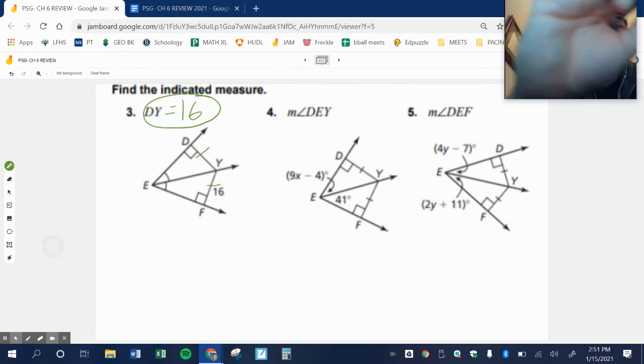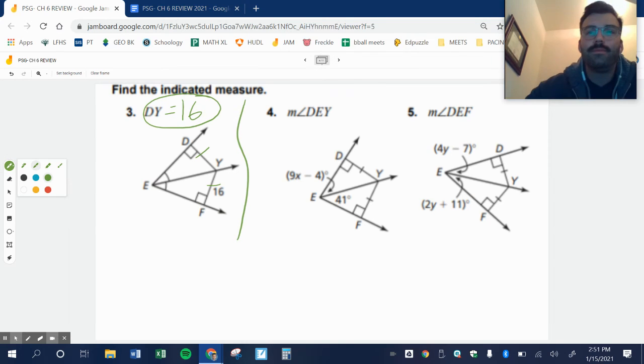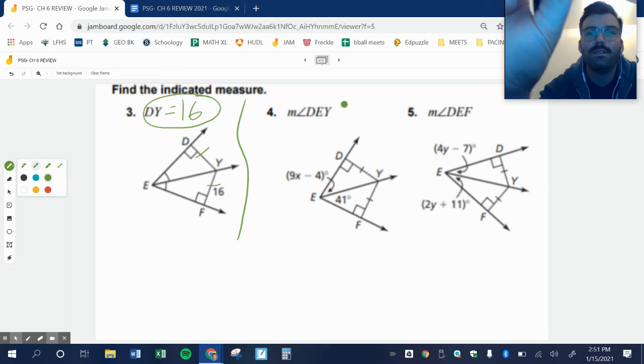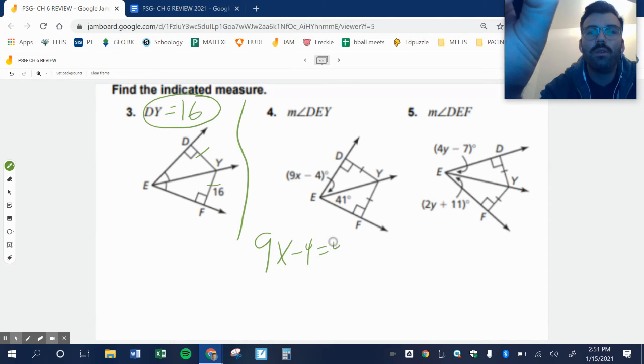Same idea with number 4, except it's reversed. I have 2 congruent segments right there. I have 2 right angles. The measure of DEY, well, I don't even need to use the x. I could set up 9x minus 4 equals 41 if it wanted me to solve for x, but it needs DEY. Well, that's just going to be 41.